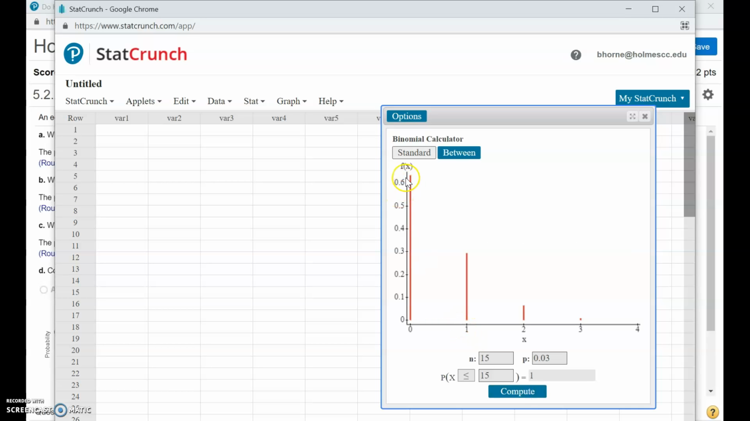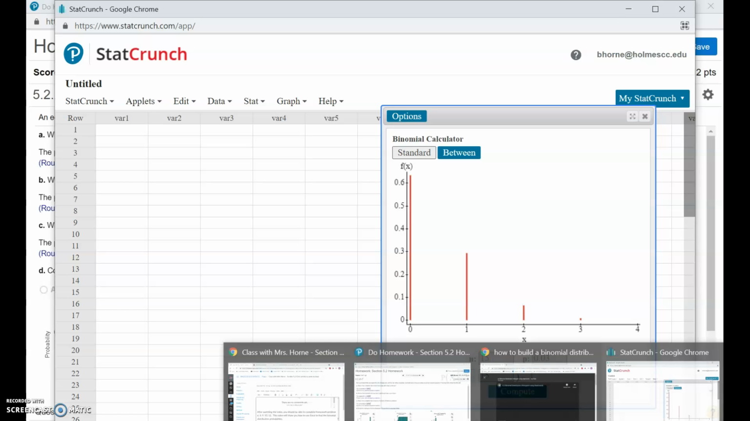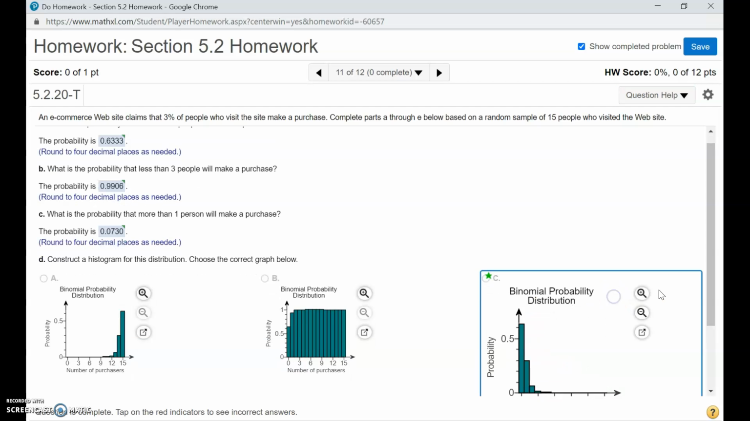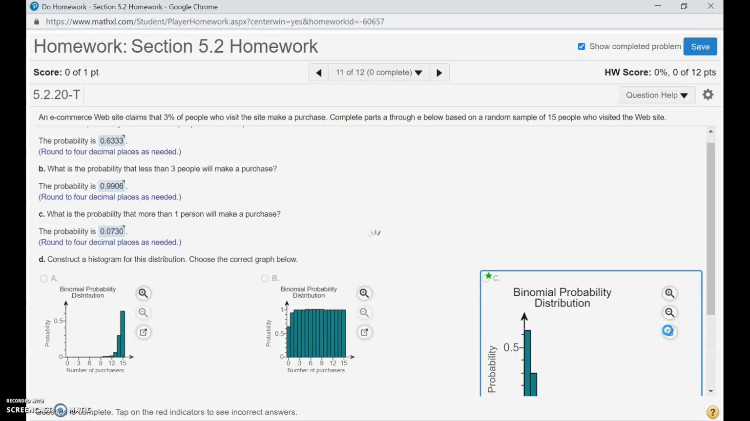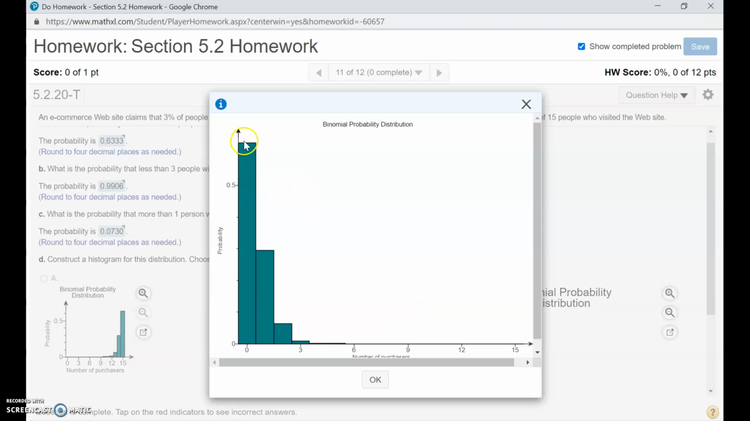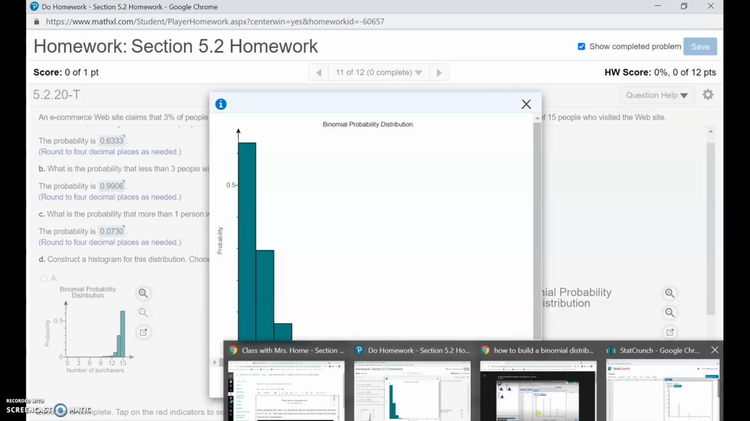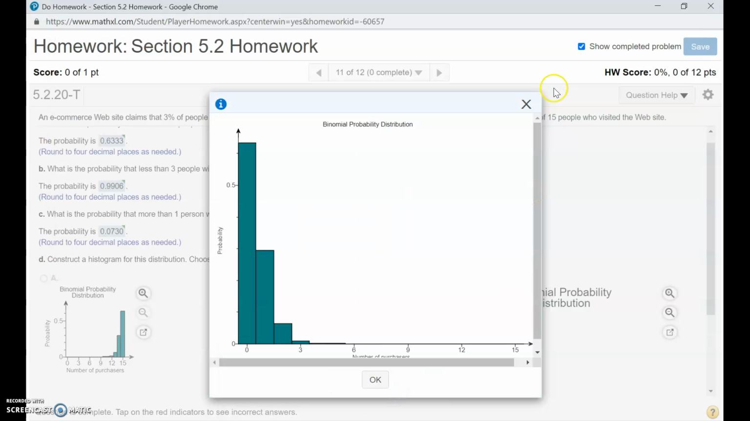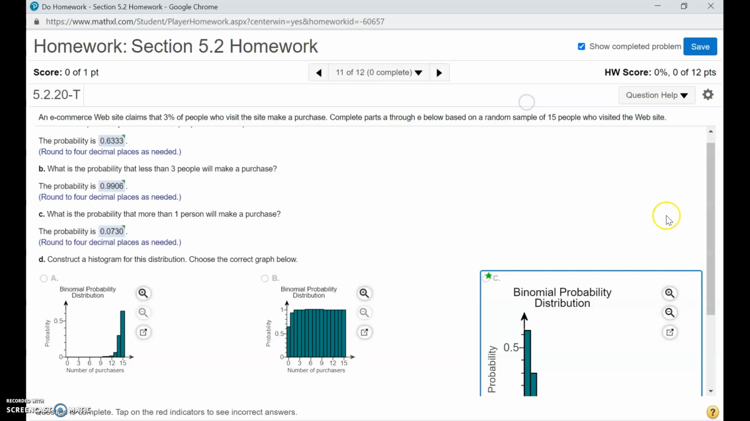So you can see how it's high. The probability is high for 0 and it continues to go down. So let's look at these distributions. The only one that starts high and goes down would be C. See how it's up here and then it goes down? Well, that's exactly what ours does. That's how you do a histogram for a binomial distribution.